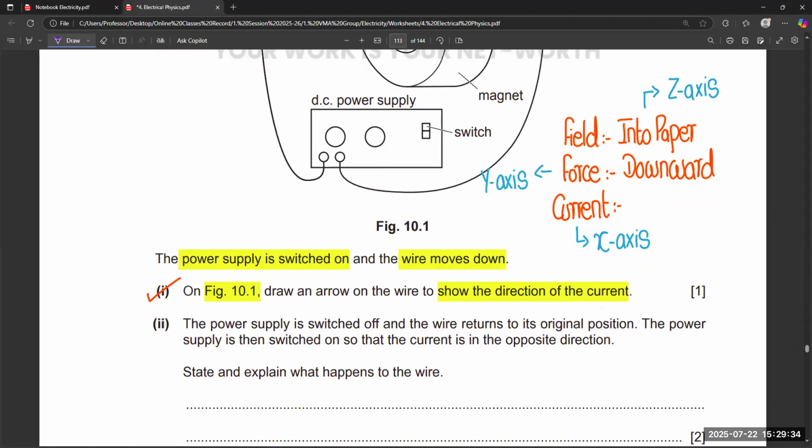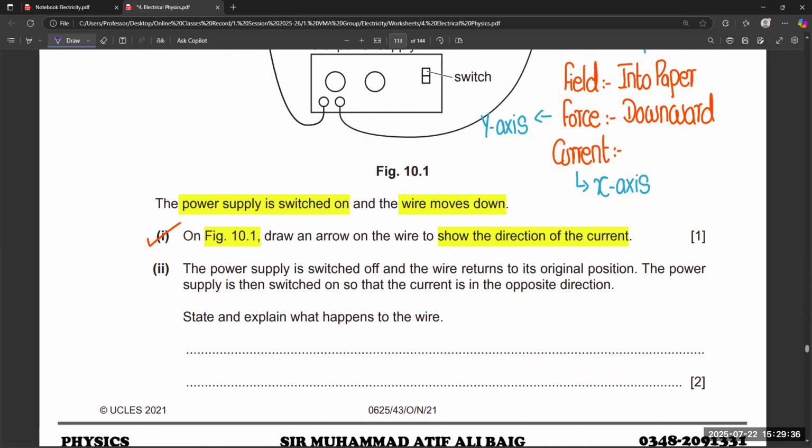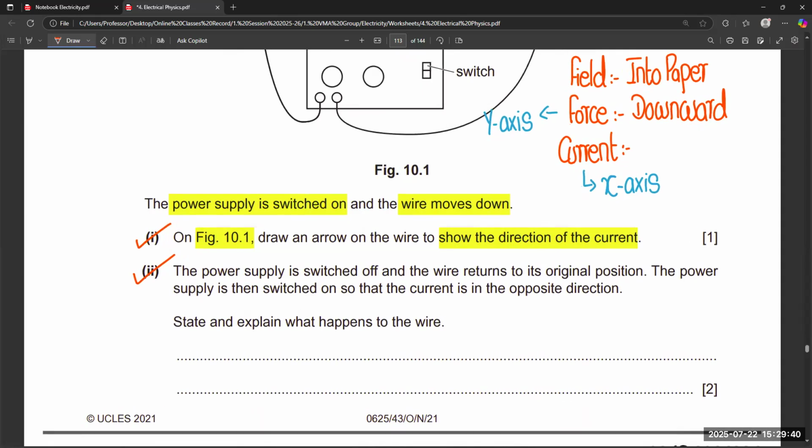Now the second part: the power supply is switched off and the wire returns to its original position because of the electromagnetic force. It is moving in a downward direction, but when we switch off the button it returns to its original position between the magnet. The power supply is then switched on so that the current is in the opposite direction.